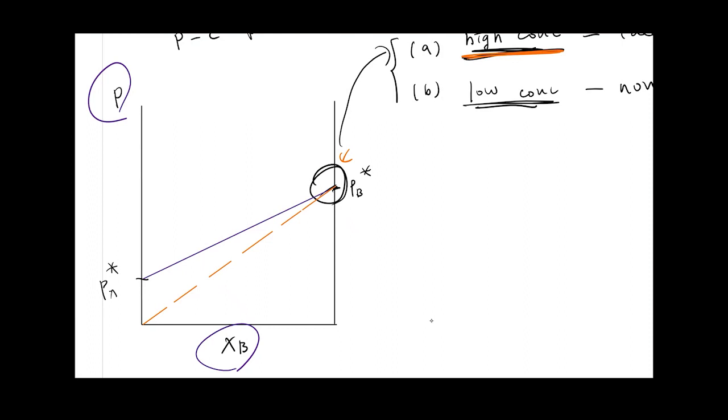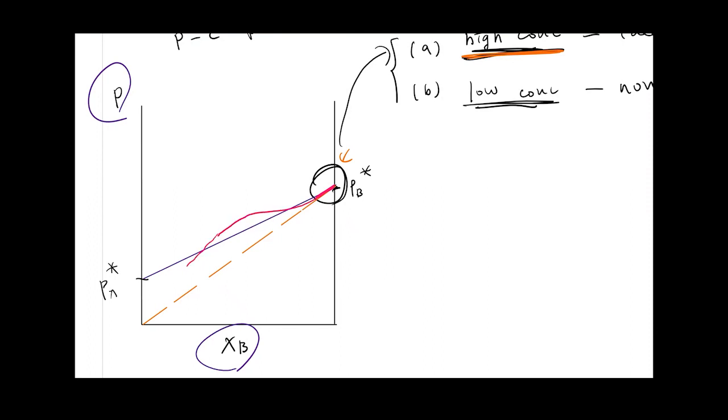If you plot out this pressure composition dependent plot at this region, it's going to be very close to the ideal solution line. If you keep decreasing the concentration, then it's going to start to deviate from the ideal solution line.